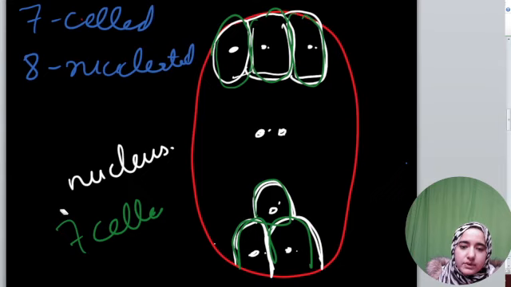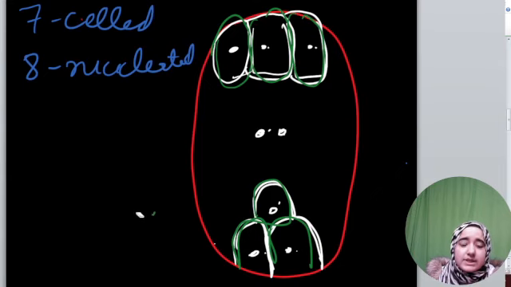How they are formed. How they are 8 nucleus but 7-celled. You got that. How they are 8 nucleus, but how only 7 cells? Why not 8? Because these two nucleuses here, they are in a single cell, right?